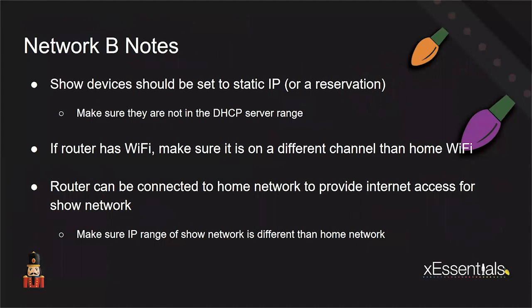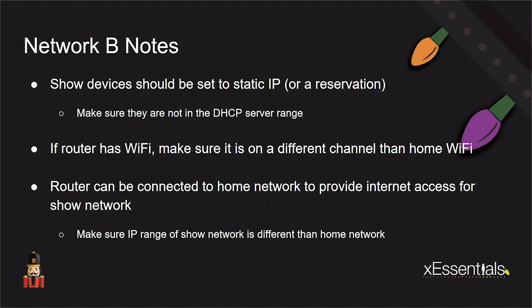So when we're doing this, we still should set our show devices either static or a reservation so that they're still on the same IP. And like I said earlier, we want to make sure they're not in that DHCP server range that it gives out. If our router has Wi-Fi, we want to make sure it's on a different Wi-Fi channel than our home Wi-Fi. That helps prevent a lot of interference between it.